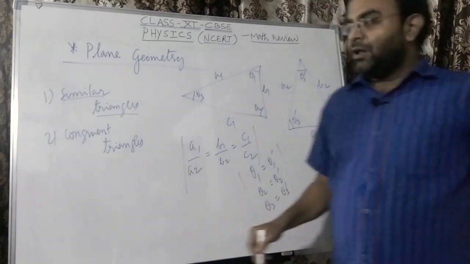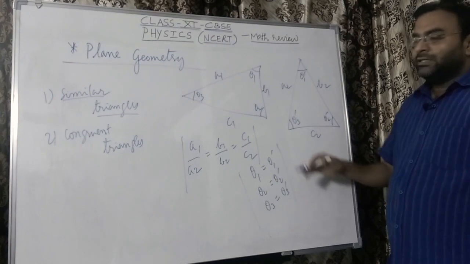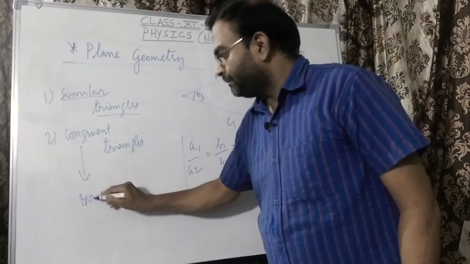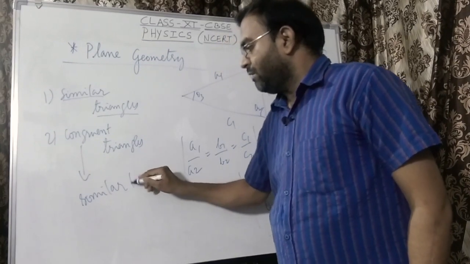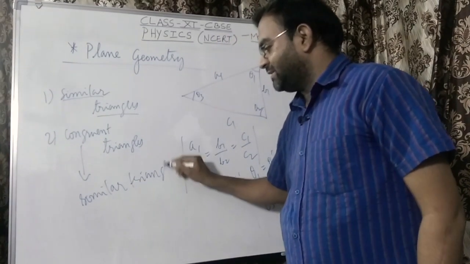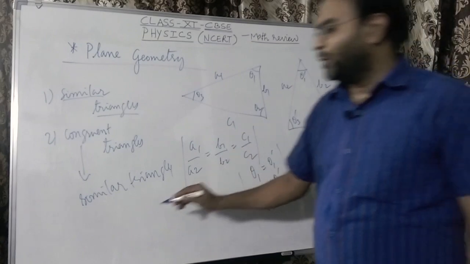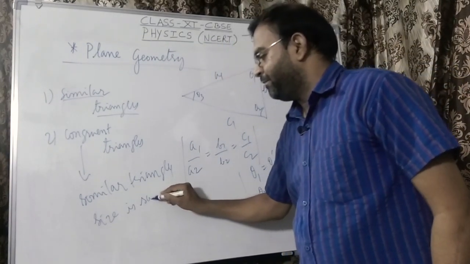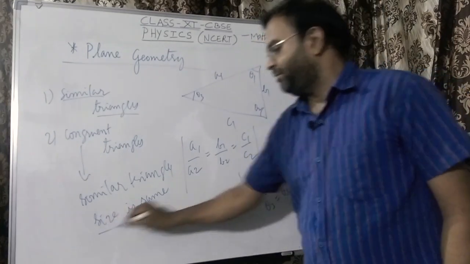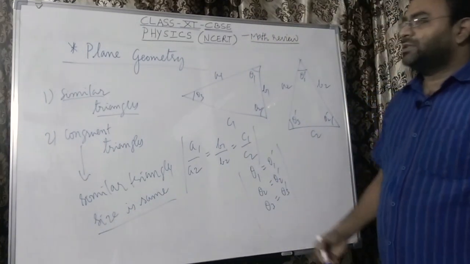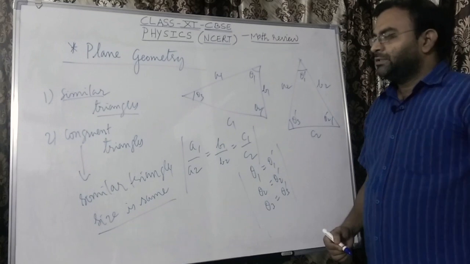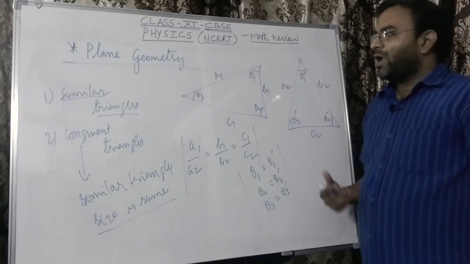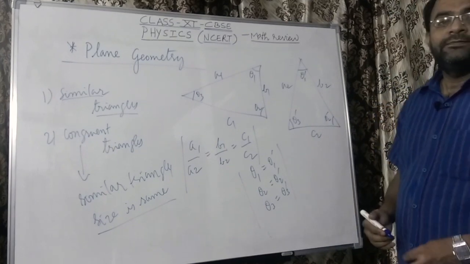On the other hand, congruent triangles are nothing but similar triangles with the same size. So everything else is the same for congruent triangles. Additionally, the size also is the same. Then we can call those two triangles congruent triangles. So these ideas in geometry will be useful, for example, when we do ray optics in physics.